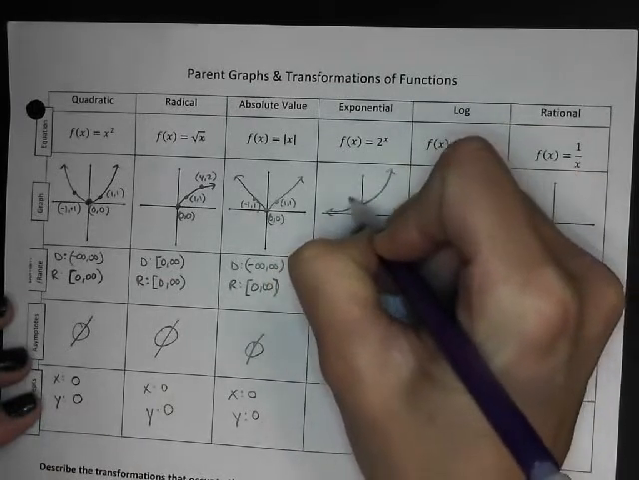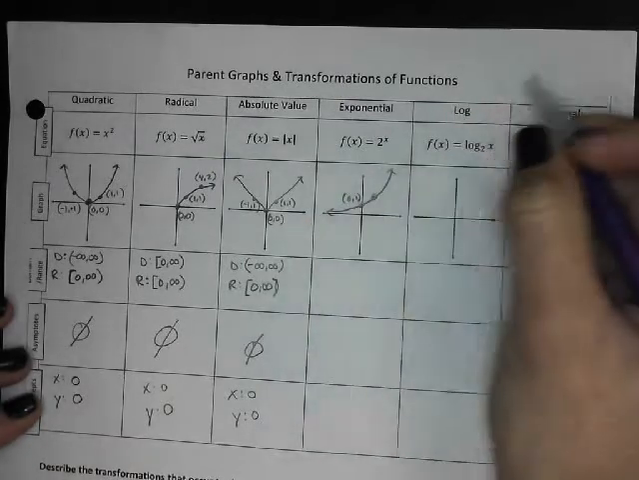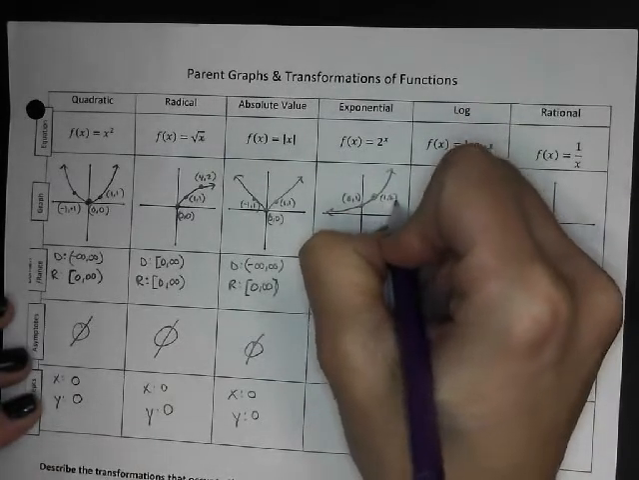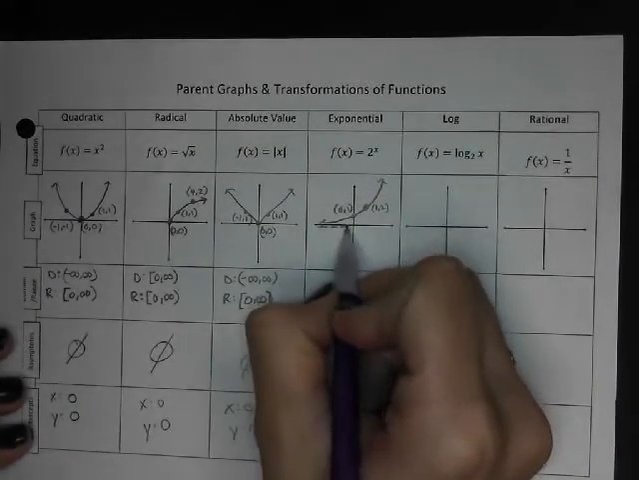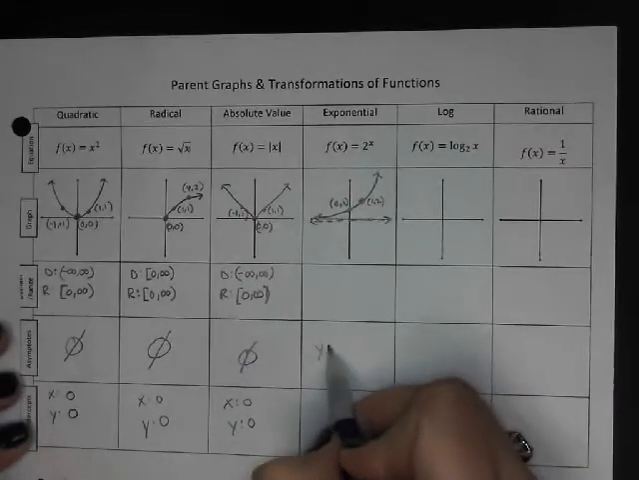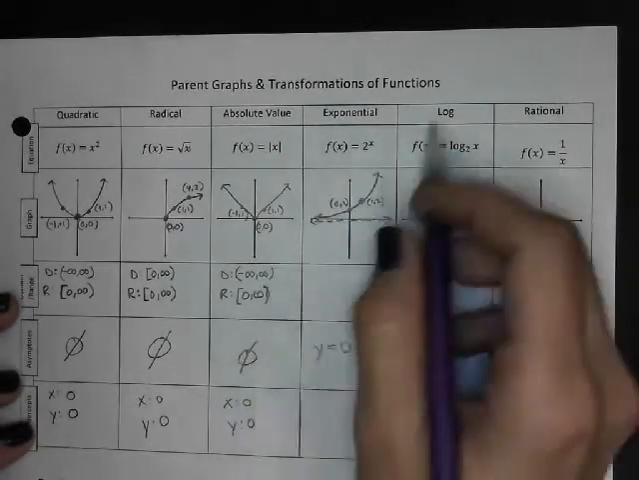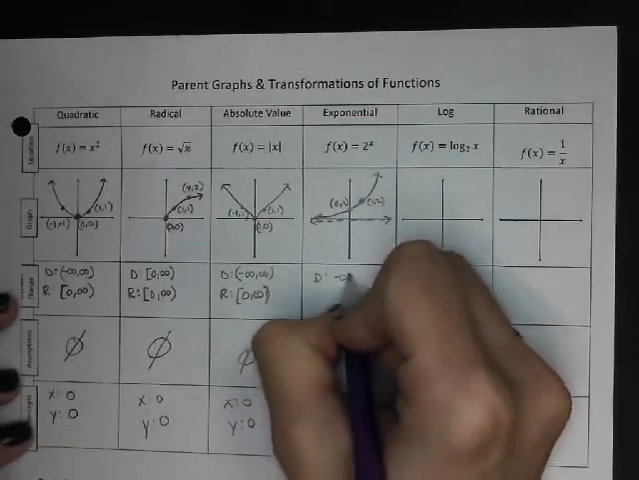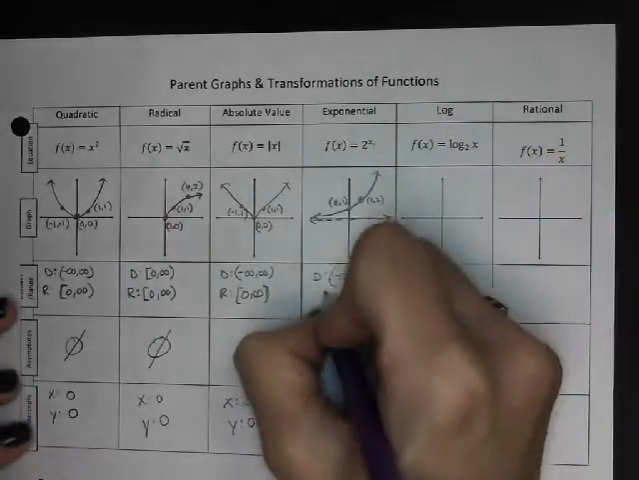So it's (0, 1) and (1, b), which in this case is (1, 2). Okay. And you do have an asymptote here at the x-axis, which is the equation y equals 0. And then your domain is from negative infinity to positive infinity. You can plug in any x value you want. Nothing there is going to cause an issue.